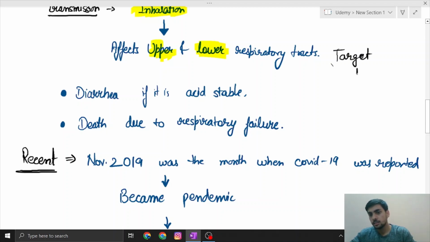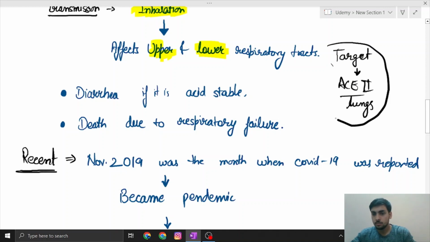This SARS targets the ACE2 receptors, which are found in our lungs. Okay, so that's why it was able to infect the lower respiratory tract as well. Okay, and it can also cause diarrhea if it is acid stable, that is. Okay, and a person can suffer death.